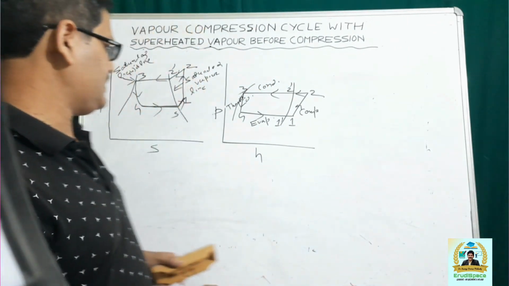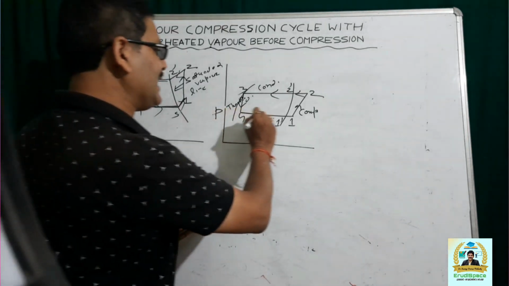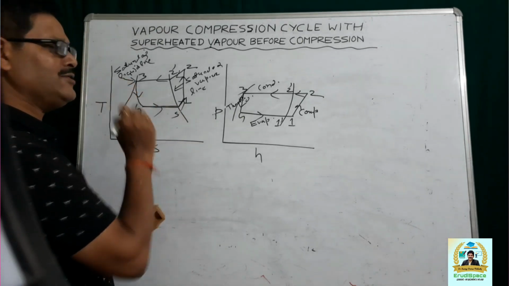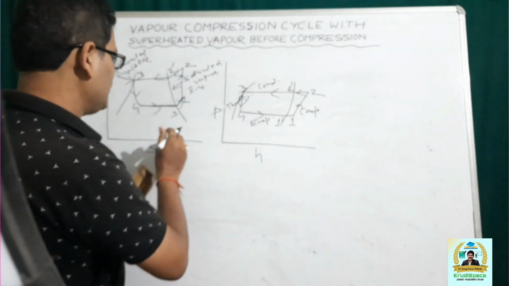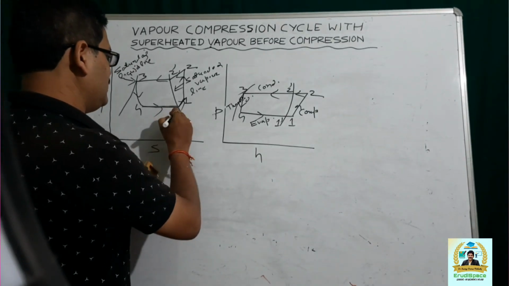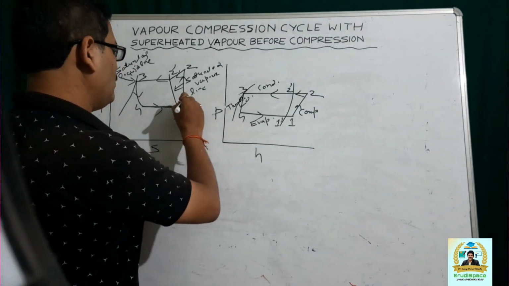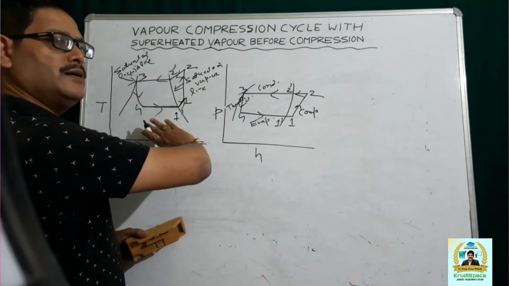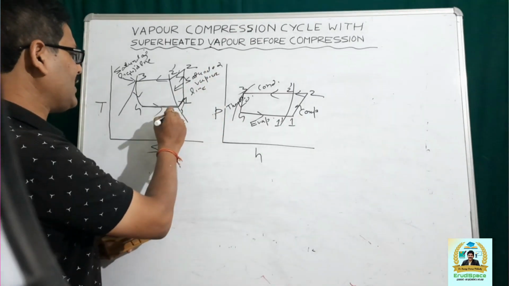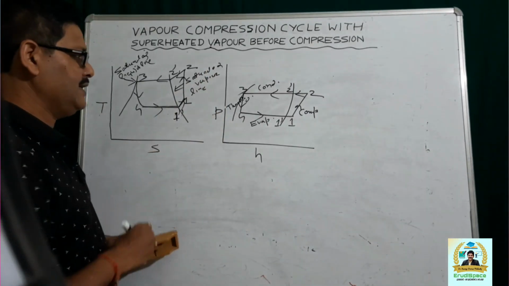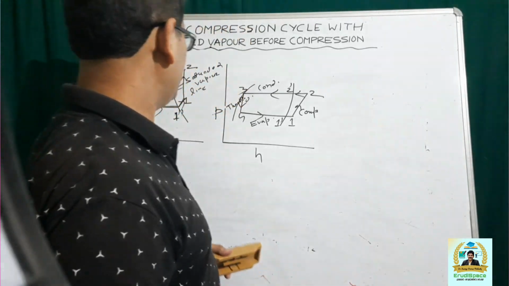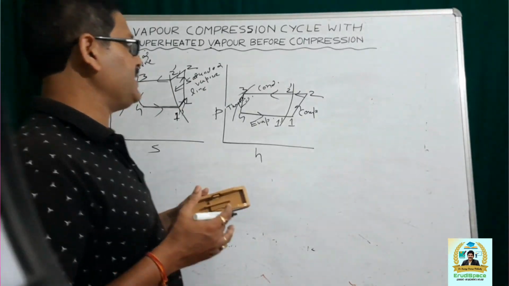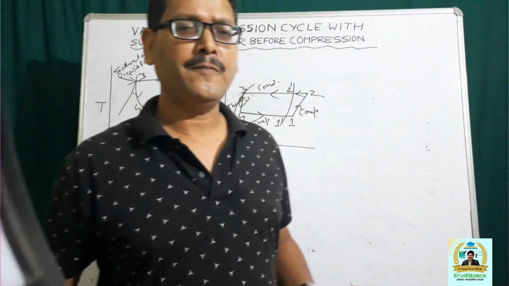here it is only an isobaric process because although 4-1 dash is an isothermal isobaric process, 1 dash-1 is not an isothermal process. This is not 5, this is actually 1 dash. Now, this is the way the vapor compression cycle with superheated vapor before compression works.